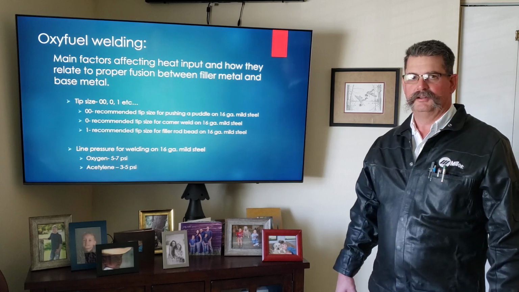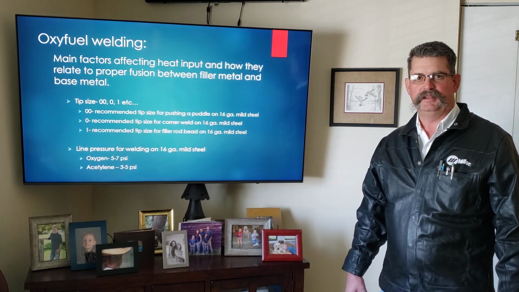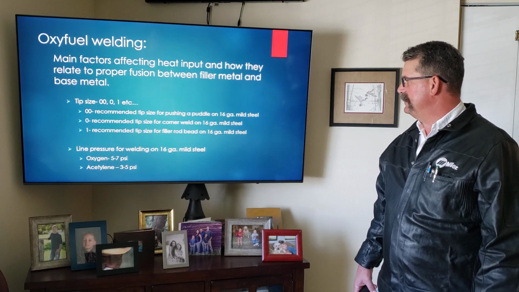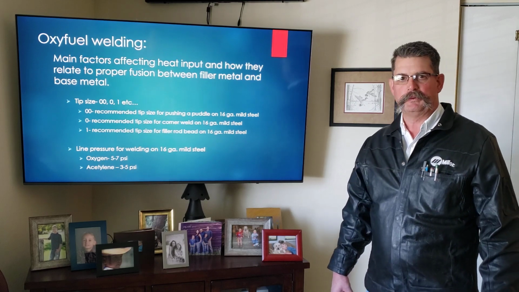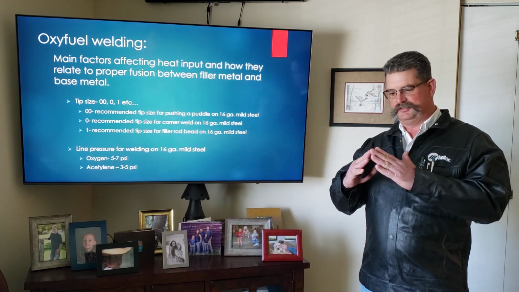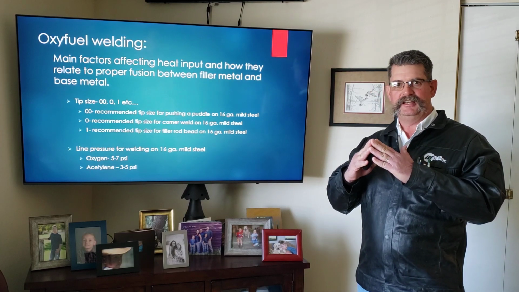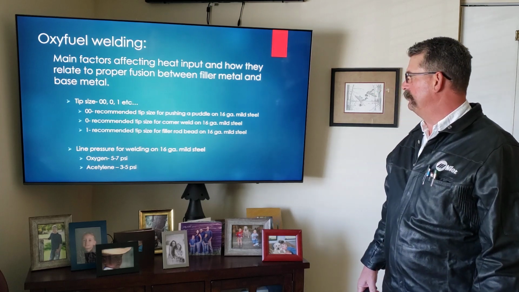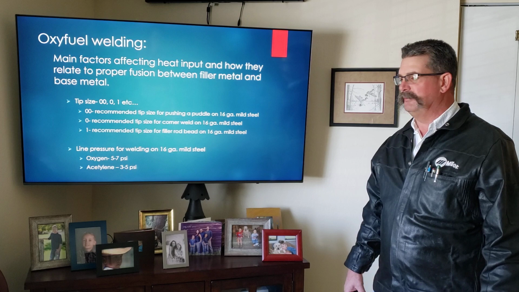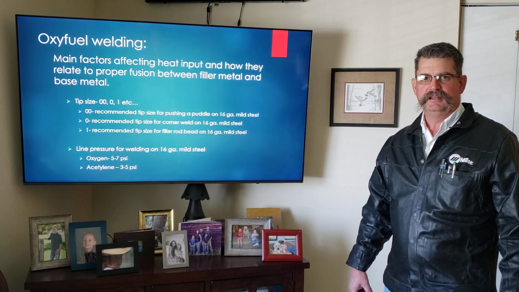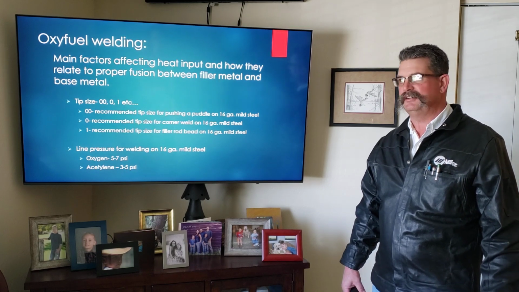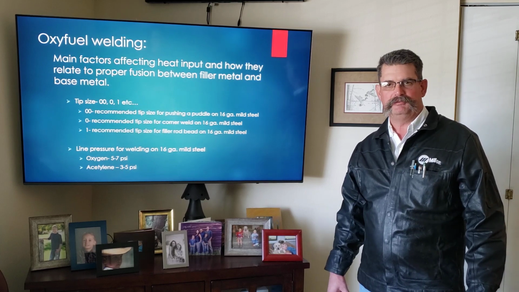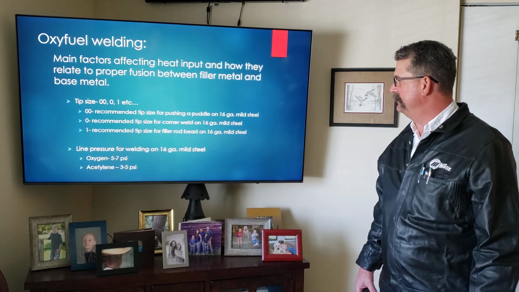In the lab, we address those three different exercises, with one doing a puddle on 16 gauge mild steel and having students run beads doing that. With an aught size tip, we practice a corner weld where the students will set up two pieces of 16 gauge mild steel coupons and run a bead down the corner. Use a number one tip for running a filler rod bead and have students practice all three of those welds on basically 2x4 mild steel coupons.